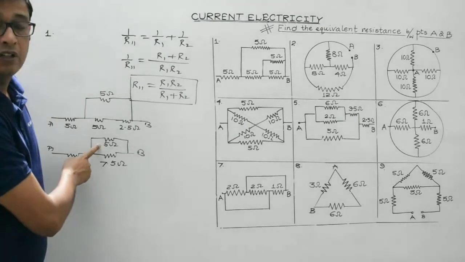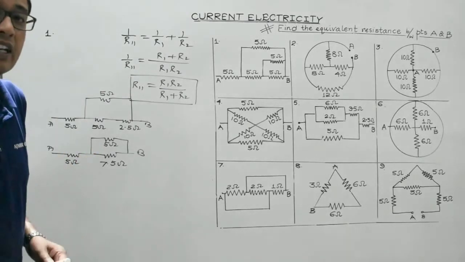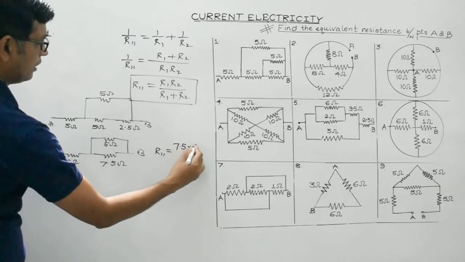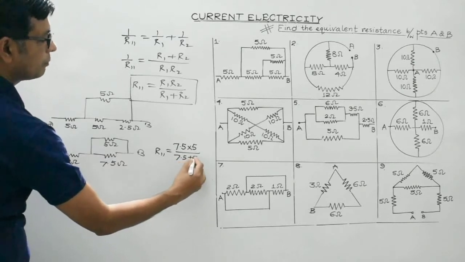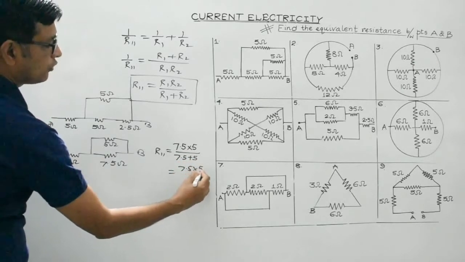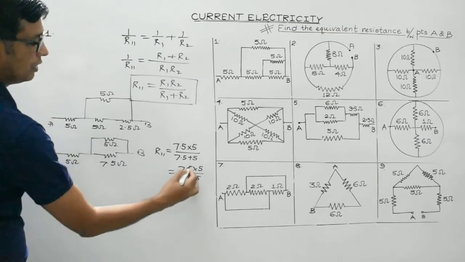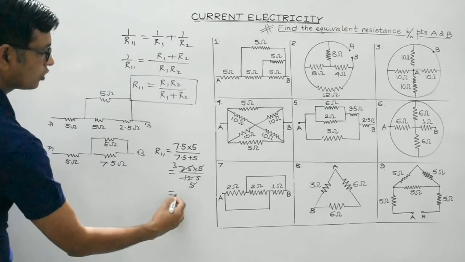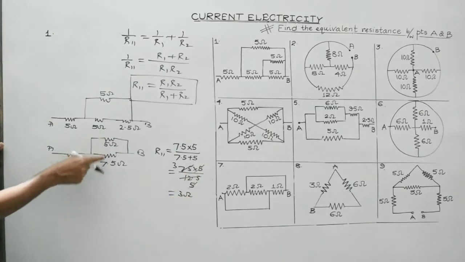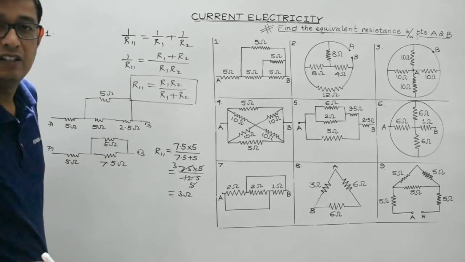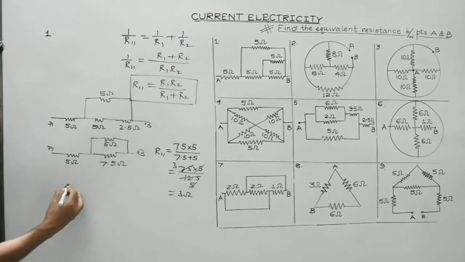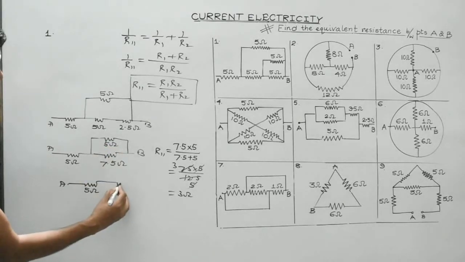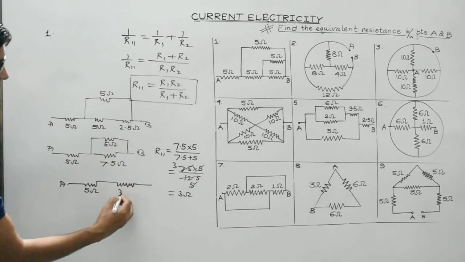Now students look, 5 and 7.5, these 2 are connected in parallel. So their equivalent resistance would be 7.5 into 5 divided by 7.5 plus 5. So it is 7.5 into 5 divided by 12.5. So it will be 5 will get cancelled, so it will be 3 ohm. So the resultant of these 2, which are connected in parallel, is 3 ohm. So we are left with this 5 ohm, and the resultant of 5 ohm and 7.5 ohm in parallel is 3 ohm.